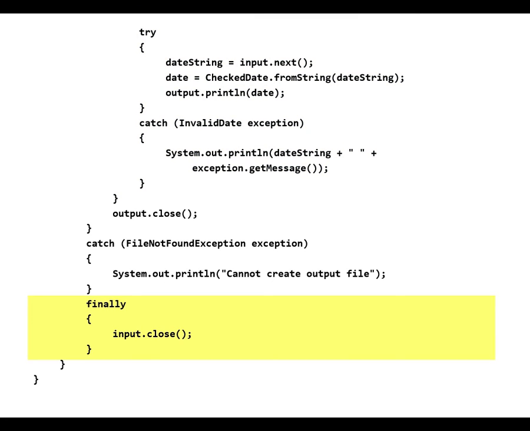Notice one other aspect of this program. The try-catch statement includes a finally block, which is an optional part of the try-catch statement syntax that we did not previously mention. It is executed regardless of whether an exception is thrown. In this case, it ensures the input file is closed.